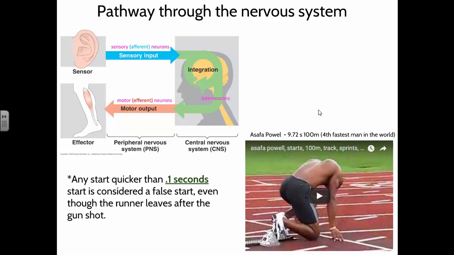So what's happening is he's hearing the gun go off. He has sound receptors in his ears. They take the sound and turn it into a nerve impulse. It gets sent through sensory neurons into the brain. The brain processes that information as, okay, there's the gun, you need to start running. Then it sends that message out to what we call motor neurons, that tell our muscles to move. So we have these steps along the way.